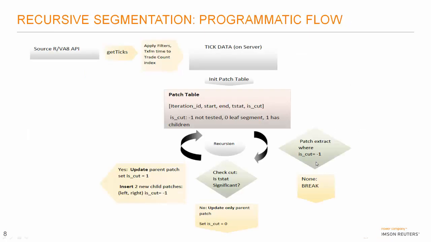So now I'm going to move on to implementation of the algorithm from the point of view of the flow of the program. We've already demonstrated that we could get the ticks, and the data will remain on the server until we decide we want to download it. We keep the data on the server and create the data structures that we need in order to get the algorithm to recurse through the time series and discover these buy and sell patches.